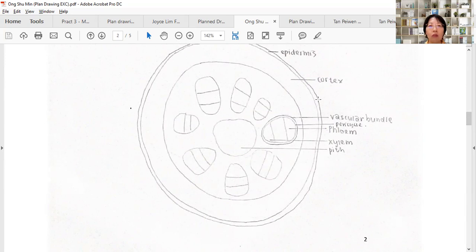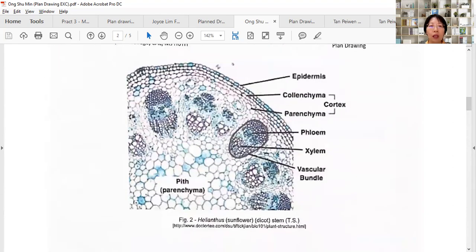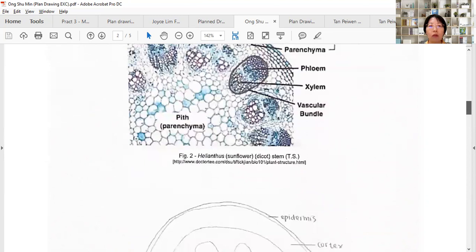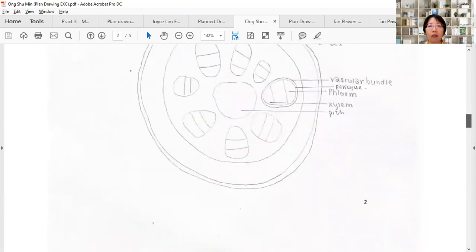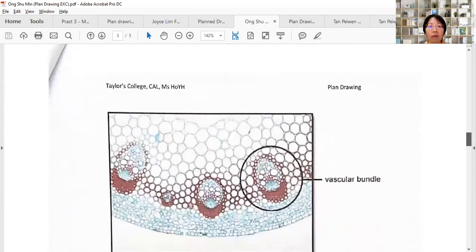Then your total vascular bundles are also wrong. This is not a biological drawing. This is theory. You need to report what you see in this slide, this micrograph. So this drawing is totally out. I don't know how the examiner is going to give marks for this one.